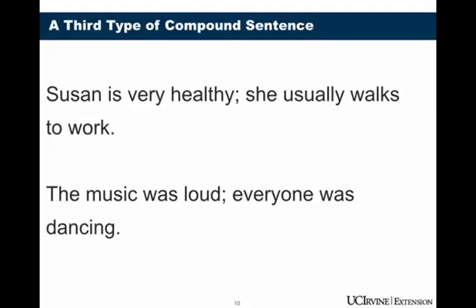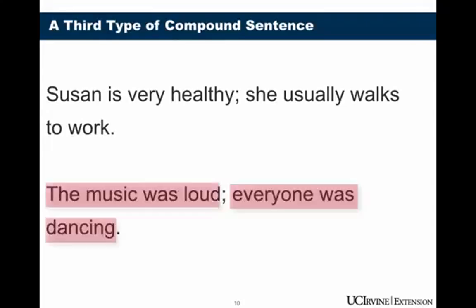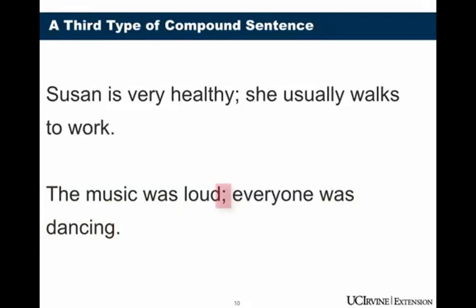Look at the next example. The music was loud; everyone was dancing. Again, notice that these two sentences are very closely related, and we could imagine saying and here. When your sentences are closely related, you can join them with a semicolon. However, be careful that you do not use this method or this type of sentence too much in your writing. Maybe only one time per page, or maybe one time per paragraph, but not more than that.